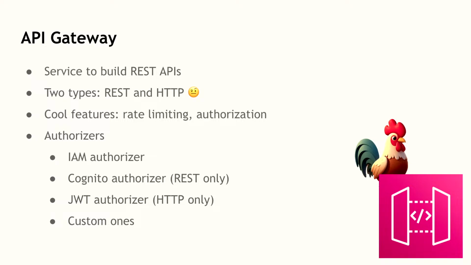So what I want to say today is that one cool feature that you have with API Gateway is authorizers. There are some built-in authorizers, for instance, IAM, Cognito, and JWT. But the cool thing is that you can also build custom ones, and today we are going to be working a lot with custom authorizers.